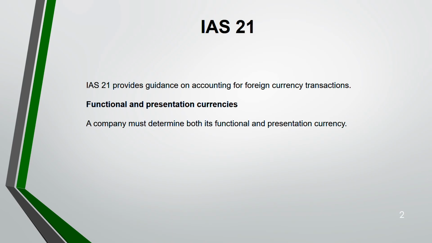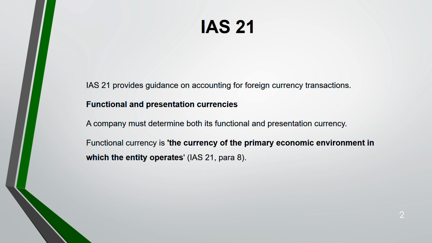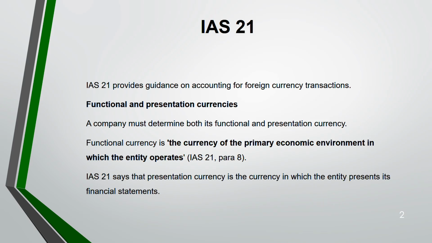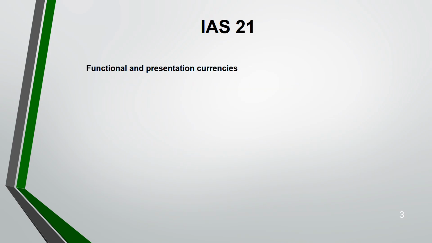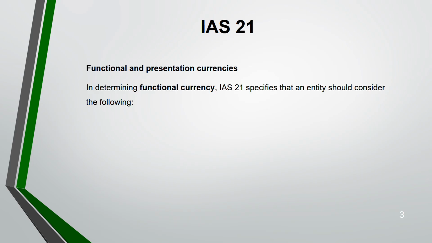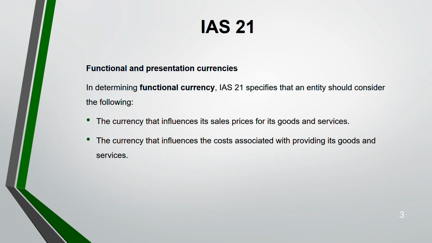Now, a company has to determine both its functional and presentation currency. Functional currency is the currency of the primary economic environment in which the entity operates. IAS 21 says that presentation currency is the currency in which the entity is presenting its financial statements. In determining functional currency, IAS 21 specifies the entity should consider the following: the currency that influences its sales price for goods and services, and the currency that influences the cost.